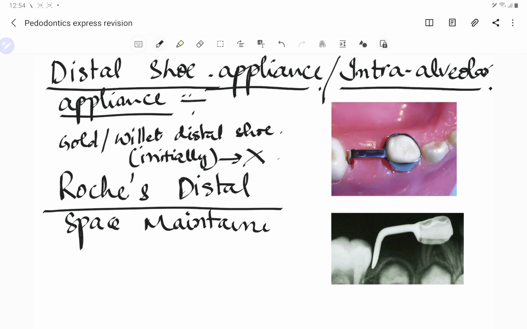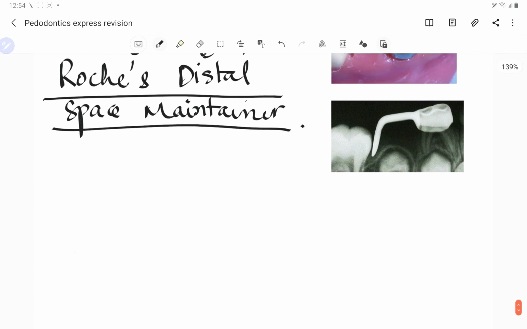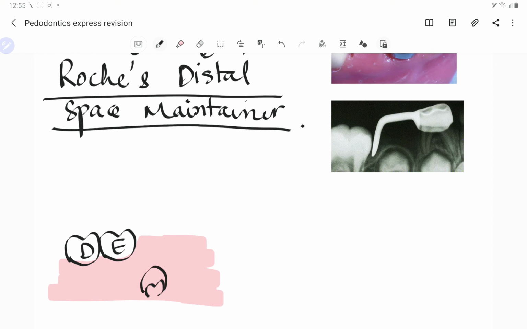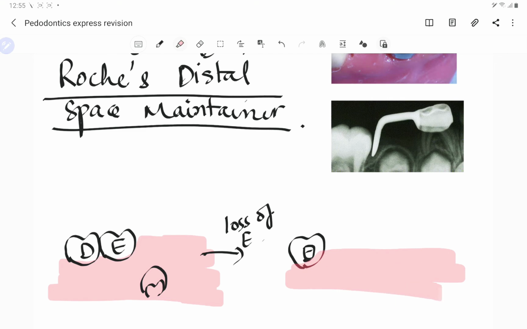Now what happens, guys? Again I'm gonna draw the same thing. Suppose this is your D, suppose this is your E, then this time we have to make the gums as well. Now here the first permanent molar is not erupted. It is still erupting like this. So what happens if there is loss of E, right? So this is D, this is D. Then this time there is loss of E.